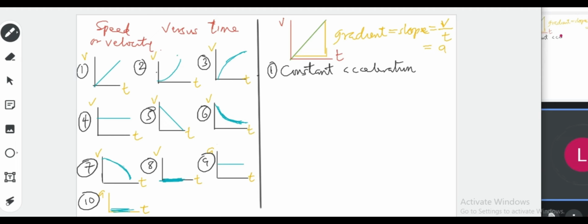Number 2, I think, is increasing acceleration. Why did you say increasing acceleration? Am I wrong? You are right. That's correct. Because the slope is getting bigger, it's getting steeper. And you know the slope is acceleration for a velocity against time graph. The slope is acceleration. So this is increasing acceleration.